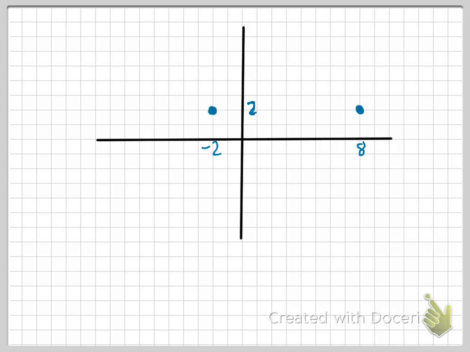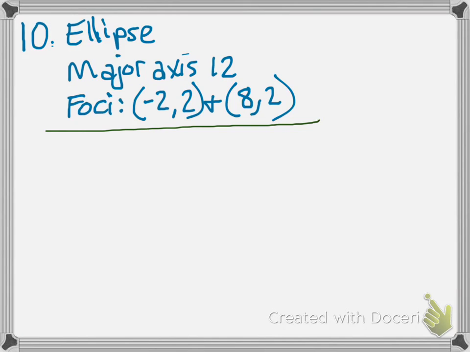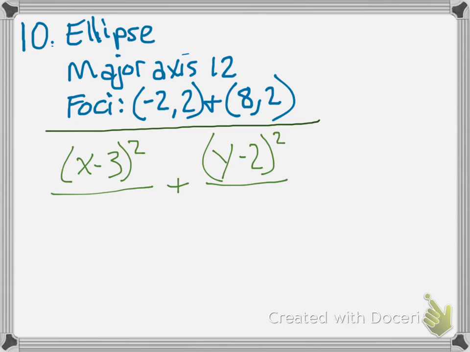So my center is going to be the midpoint of my 2 focus points. So it's going to have the same y value of 2, and let's see, the average of -2 and 8 is 3. So my center, oops, it's going to be right there. Okay, so if my center is (3, 2), then going back to my equation, since my x is going to be first, that's going to be (x minus 3) squared over something plus (y minus 2) squared.